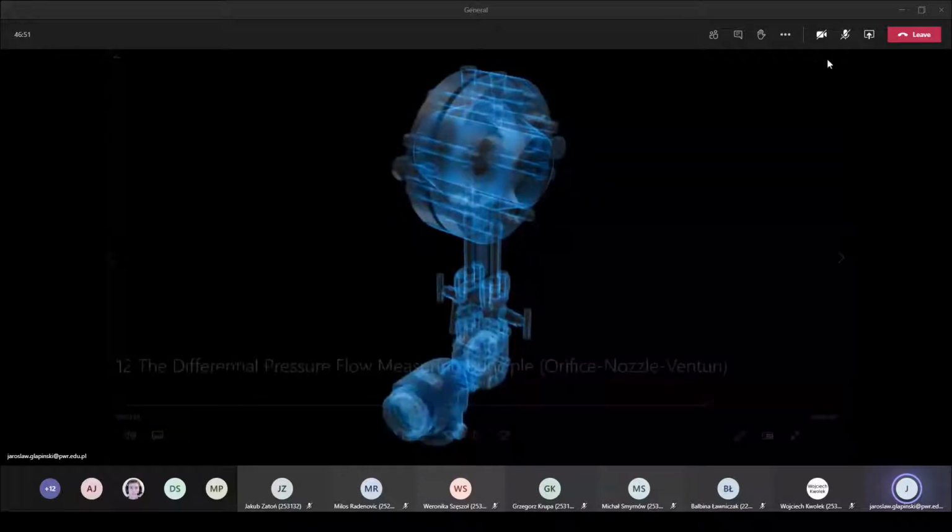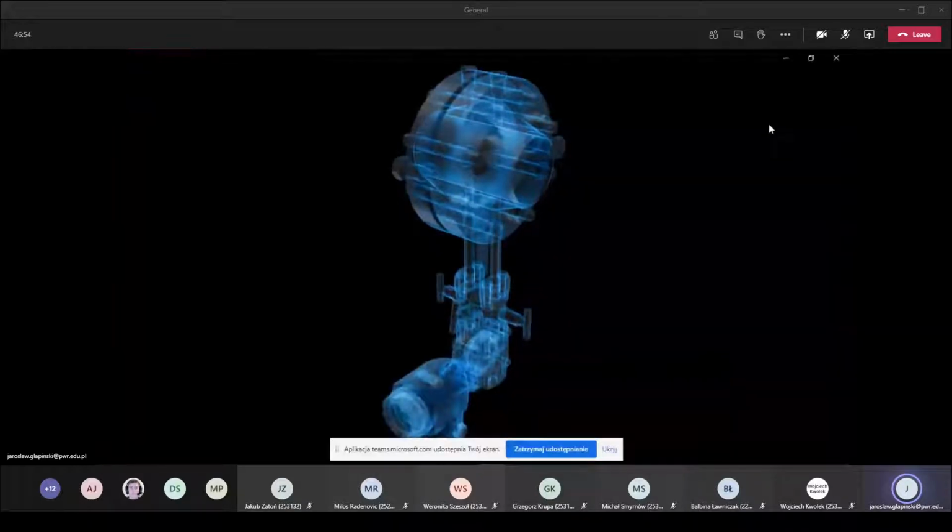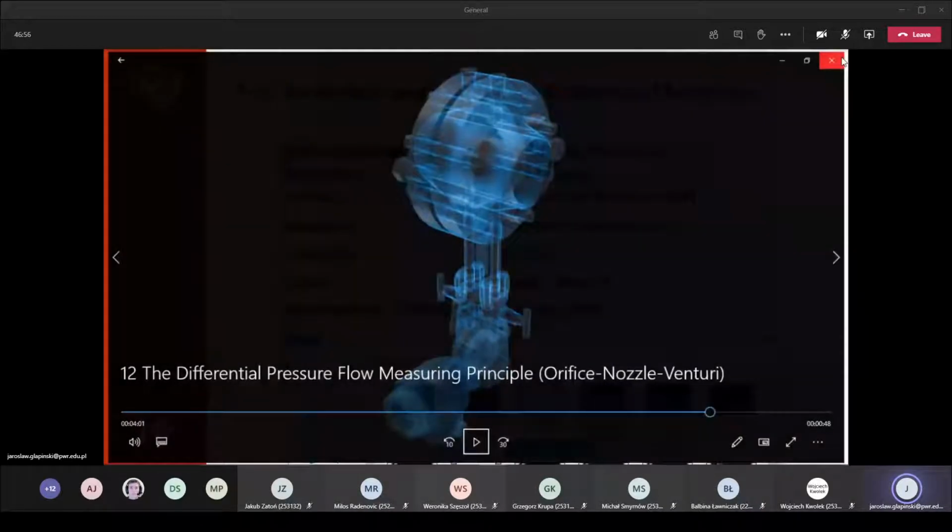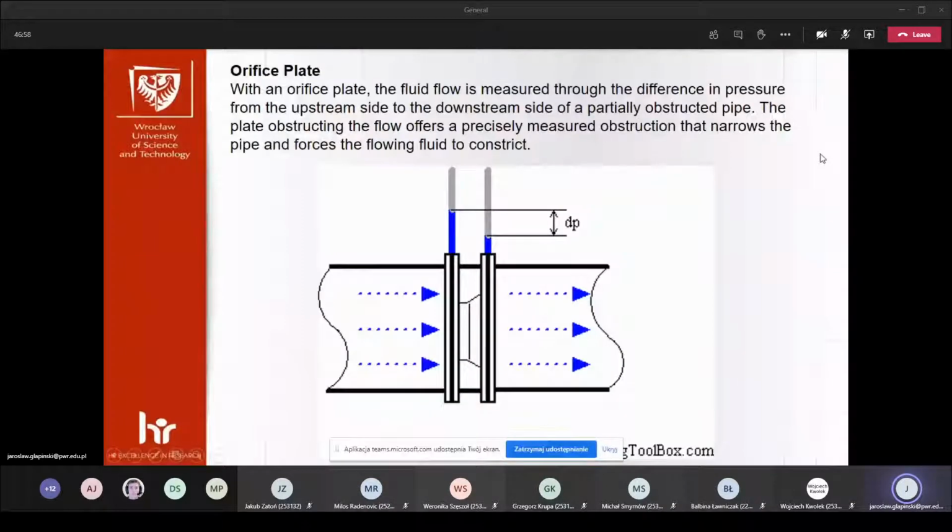Okay, so that was the example of the flow measurement basics based on differential pressure measurement. So in this way, first it was a plate, and it was shown that if we have some fluid or some air going through this plate, we have a higher pressure at the beginning and a lower pressure at the end of the plate.